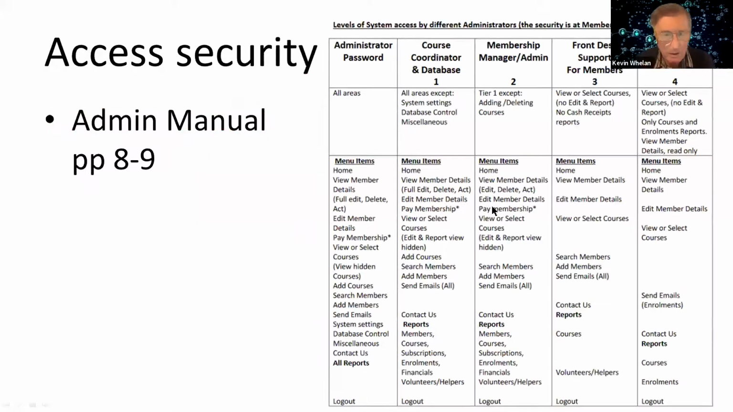So in the user manual, the admin manual, I should say, there are a number of 2 pages that list what each level of security access can do. So the top level is administrator password, and sometimes it's just abbreviated to admin, the admin level. And then there are 1, 2, 3, 4, 5, 6, 7, 8.